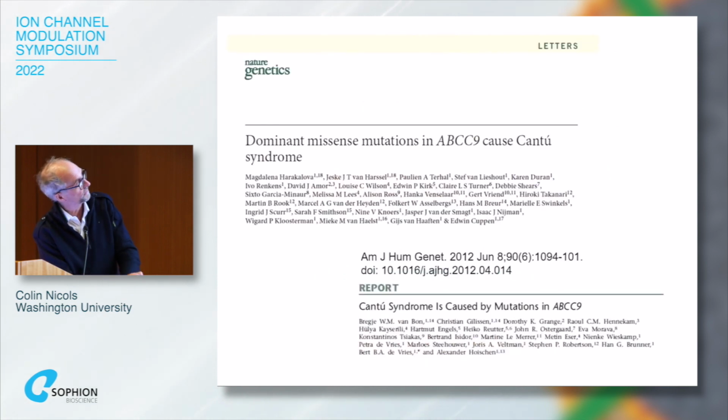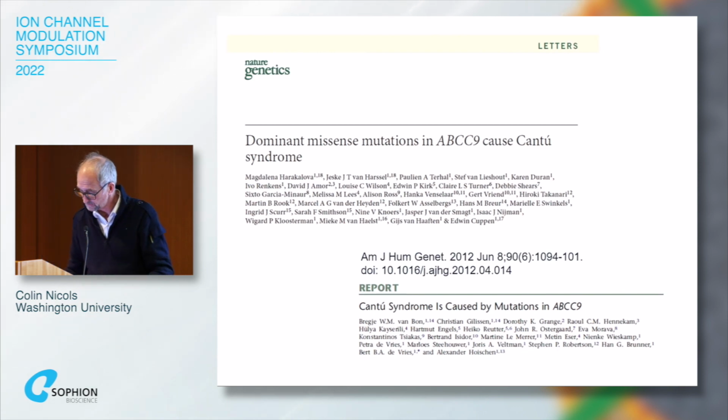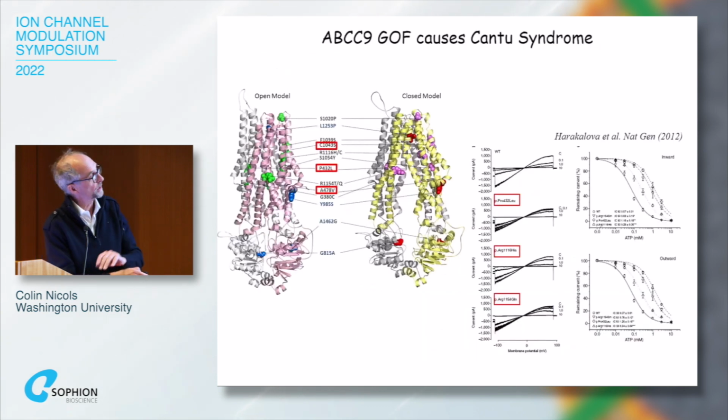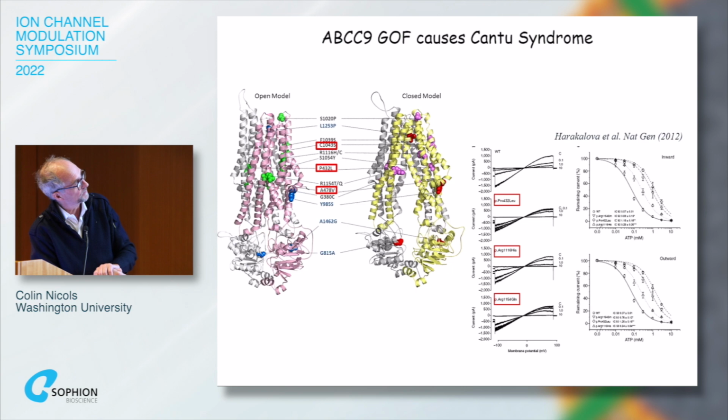So the story from our end starts 10 years ago now, in 2012, when 2 papers came out showing that gain of function mutations in ABCC9 cause this disease called Cantu syndrome. And there have now been multiple papers from us and other people analyzing the consequences of these mutations. This is a molecular structure of one SUR2 subunit, and these are the 2 nucleotide binding folds generating the ATP binding sites, and the mutations are dotted throughout the channel.